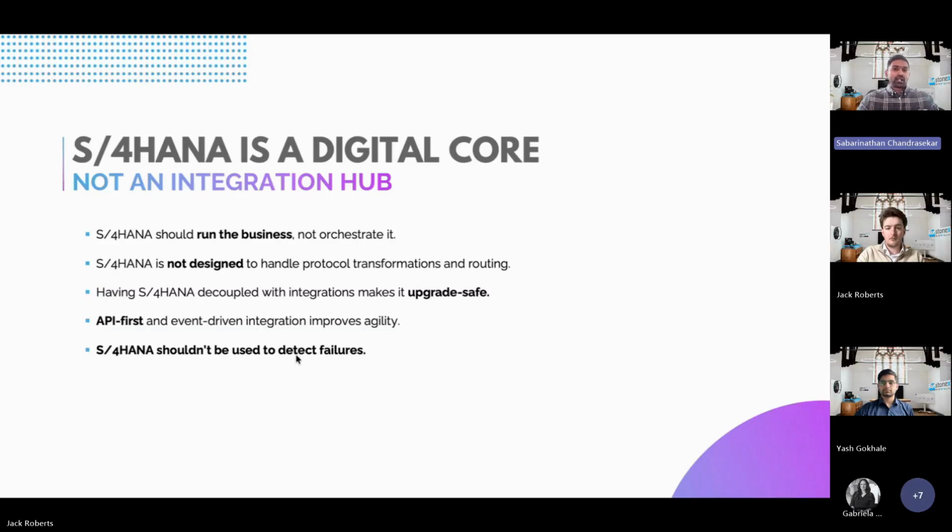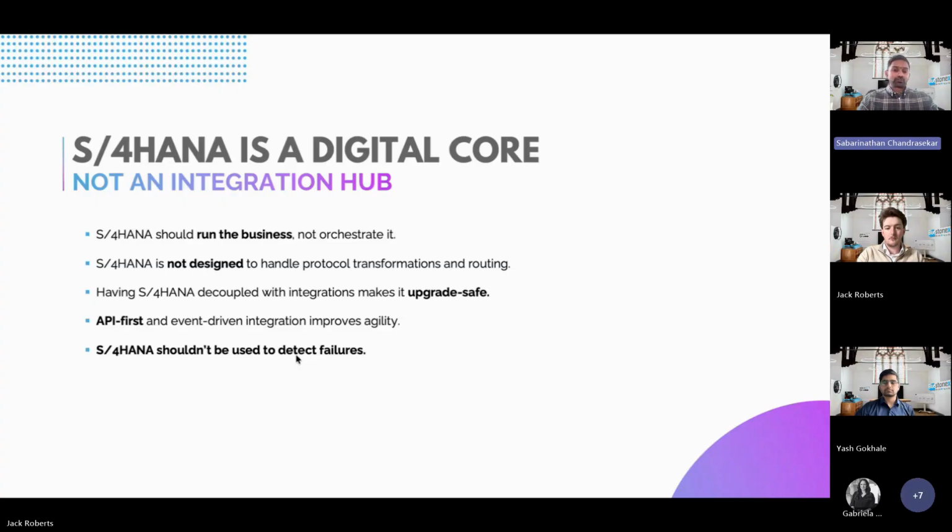Of course, S/4HANA is designed to execute core transactions like, say, finance or logistics. It can even keep the data consistency and integrity. S/4HANA comes with a lot of standard events and APIs that can complement, but it's not designed to orchestrate cross-system processes or handle protocol transformations within S/4HANA.